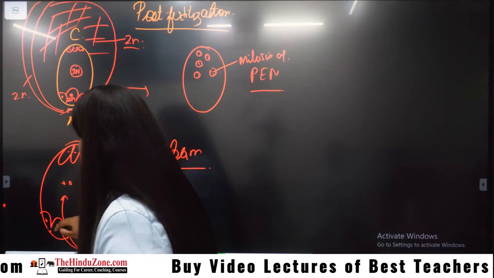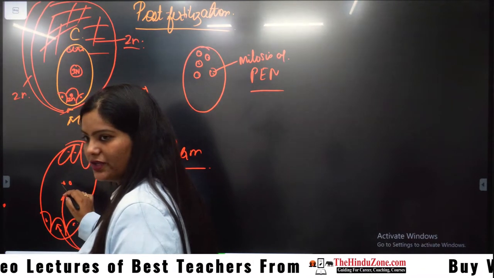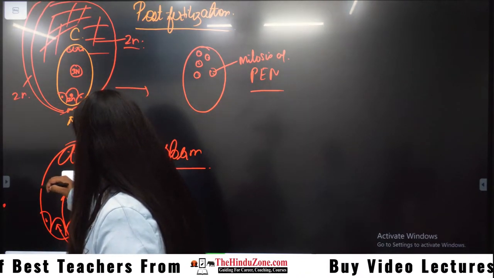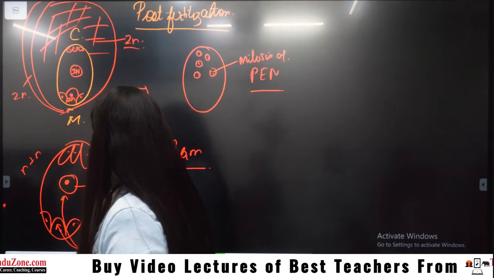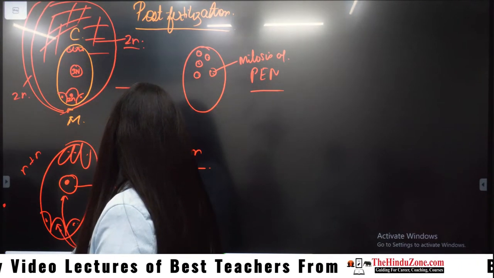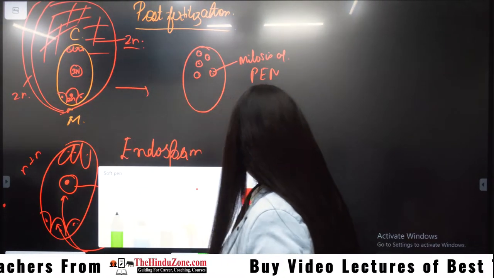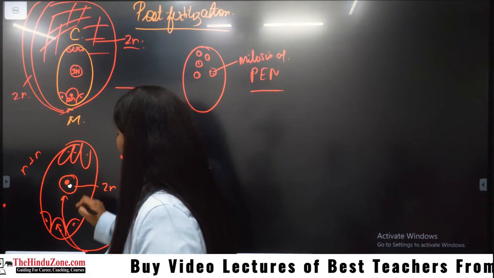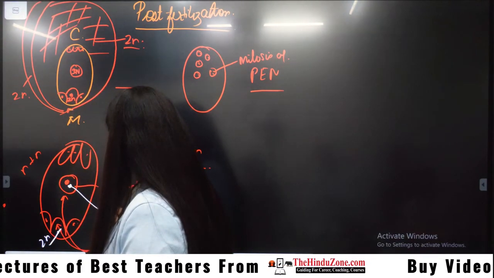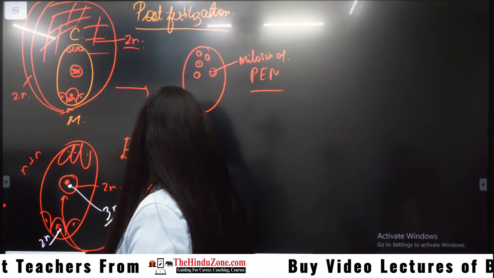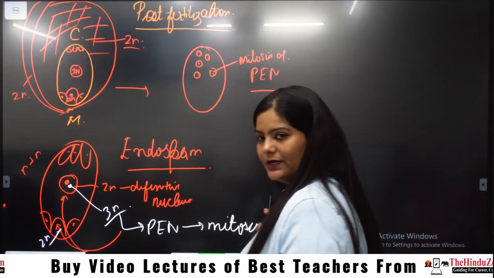So you are counting cells, and now you are getting 7 cells. Before fertilization, the polar nuclei, N plus N, have fused to form this 2N, and this 2N is called the definitive nucleus. So the male nucleus is going to fuse with the definitive nucleus. Here a male nucleus came, and here a male nucleus. This one is forming 2N and this one is forming 3N. And this 3N is the PEN, and this PEN will undergo a lot of mitosis. Got it? Clear till here?